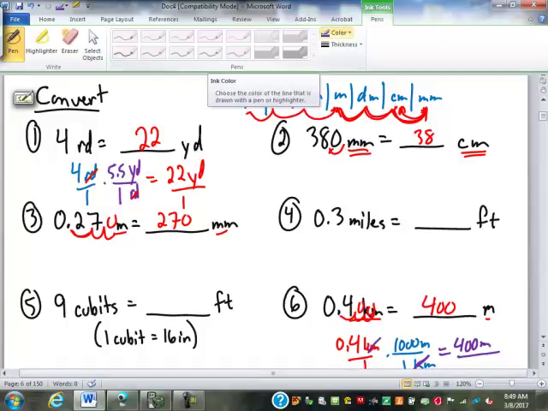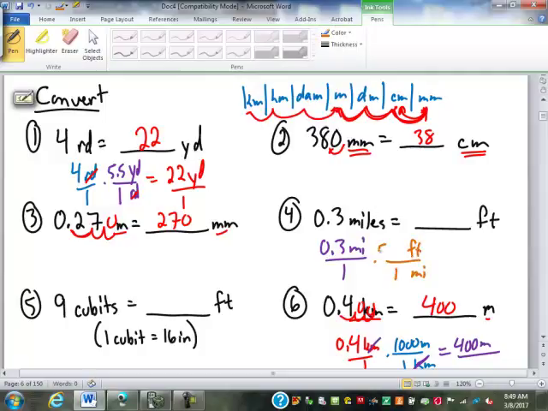The 0.3 miles up here. 0.3 miles, 1. Miles will go on bottom, feet on top. 1 mile, 5,280 feet. Miles cross cancel. We got 1 on bottom. 0.3 times 5,280 is 1,584.